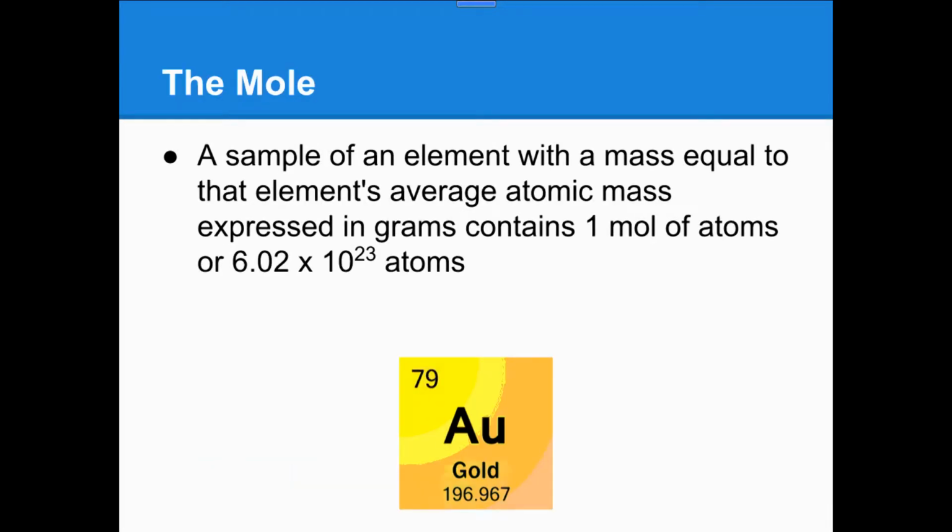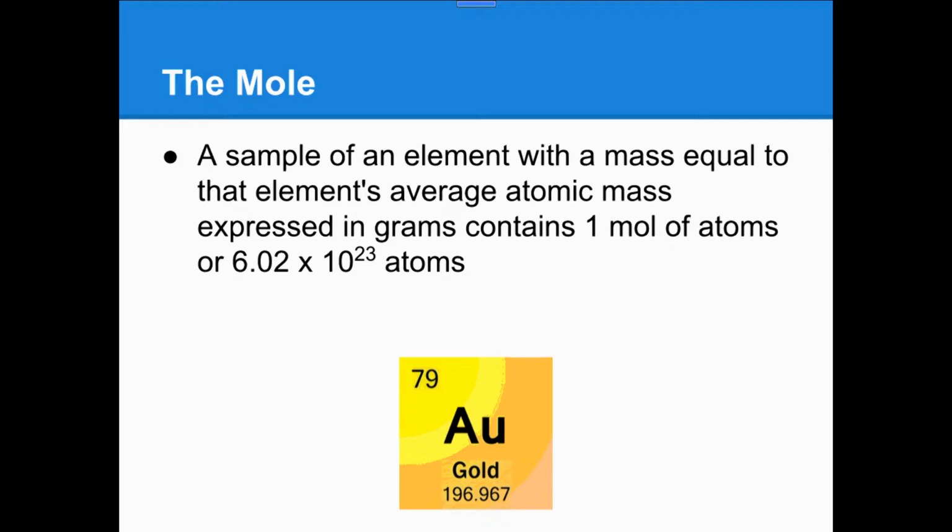So, a sample of an element with a mass equal to that element's average atomic mass, expressed in grams, contains 1 mole of atoms, or 6.02 times 10 to the 23rd atoms. Now, I know that was a lot of words, but let's break it down a little bit. So a sample of an element with a mass equal to that element's average atomic mass. Up here I've got the element symbol for gold, and gold's atomic mass is 196.97 because we always round to 2 decimal places.